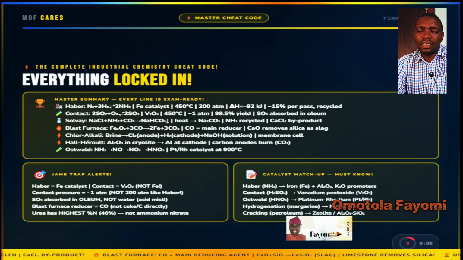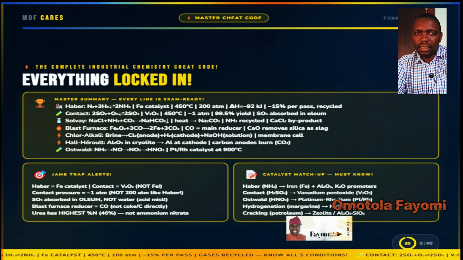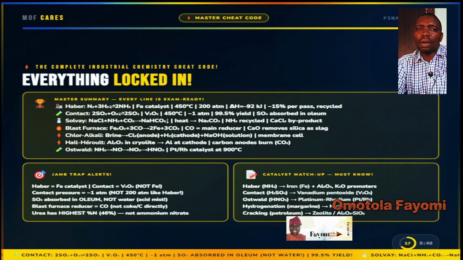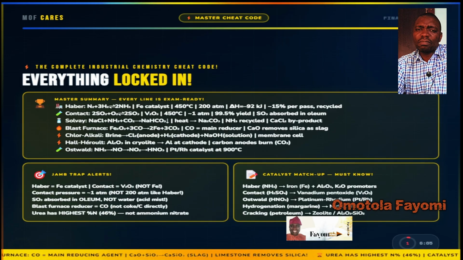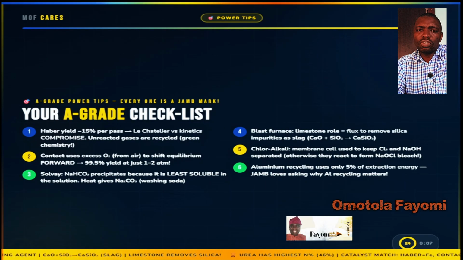SO3 is absorbed in oleum, never in water directly. Blast furnace main reducer is CO, not coke. Urea has 46% nitrogen, the highest, not ammonium nitrate. Now, these 6 power tips cover the most subtle and frequently tested details in JAMB industrial chemistry.